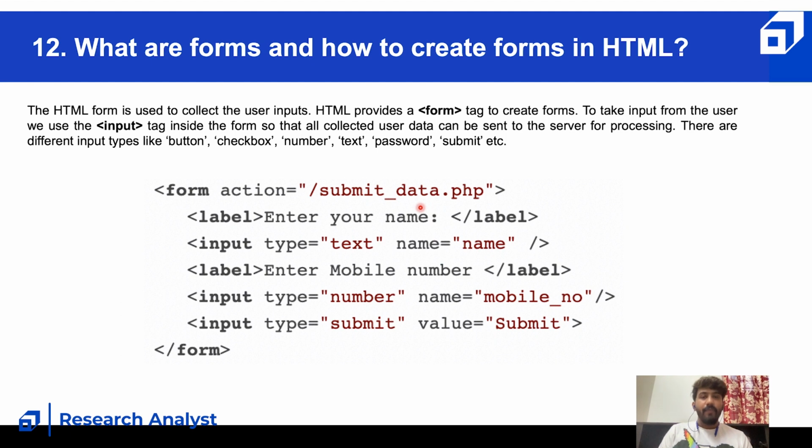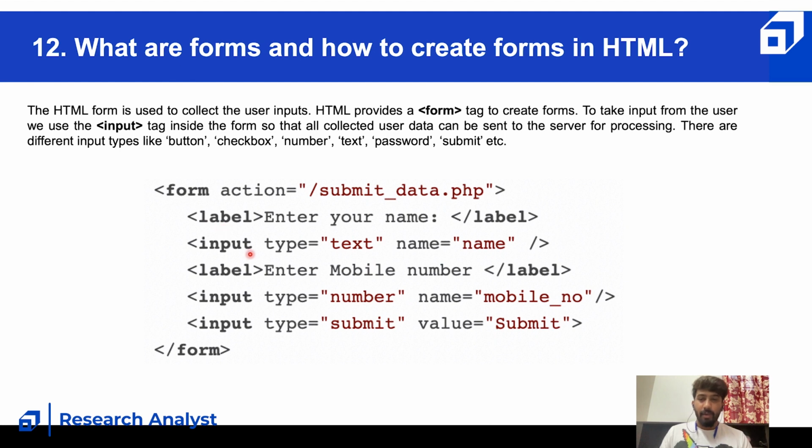This PHP file might have code that connects to a database, and this particular name and number is entered into the database. That's what happens once the data is entered and you click on submit. You don't have to worry about anything else. If you click on submit, it will open and start running the submit_data.php file. Whatever is within that file will run, and whatever the output is, that happens.